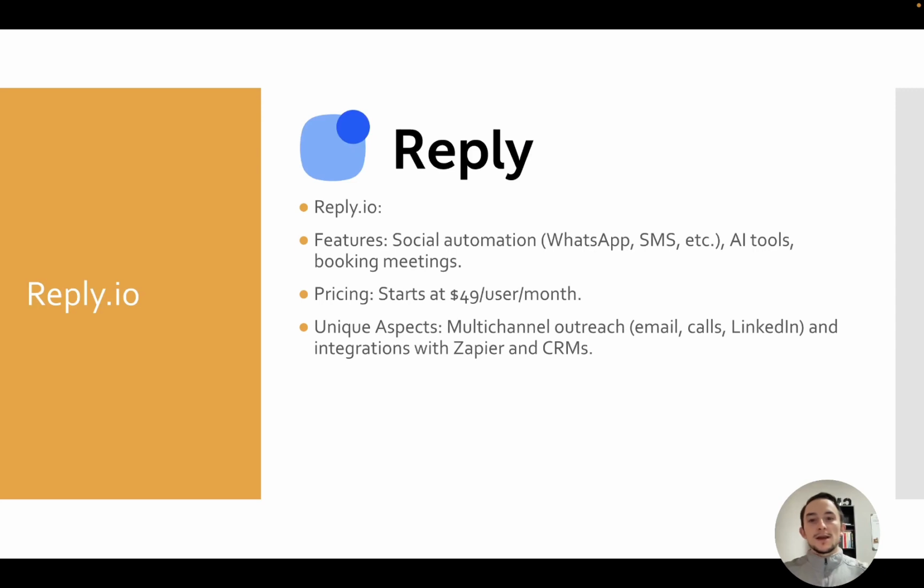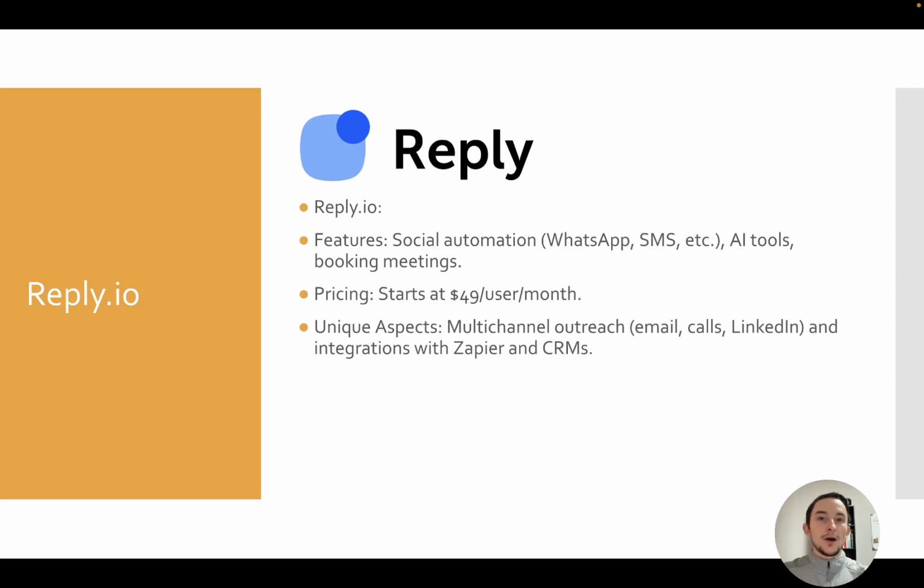Reply.io, another big one. Now, some of the main features is social automation. Not only are you doing LinkedIn, cold emailing, things of that nature, you're also doing SMS. You can actually automate your texting outreach and follow-ups. WhatsApp, so you can actually be hitting these prospects on a ton of different channels. And some of these tools, again, they have LinkedIn and whatnot built into them, but Reply is one of the only ones that I saw that had WhatsApp and SMS.